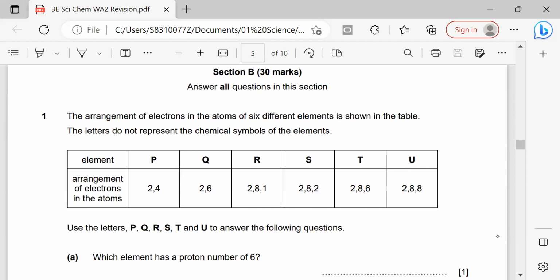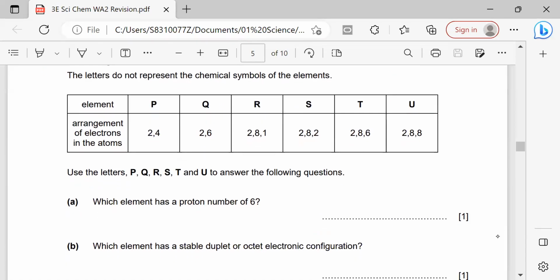The information given here is mainly the electronic configuration of these 6 different elements. Using the letters, answer the questions. Which element has a proton number of 6? In part A, you are supposed to identify which one will have a proton number of 6.